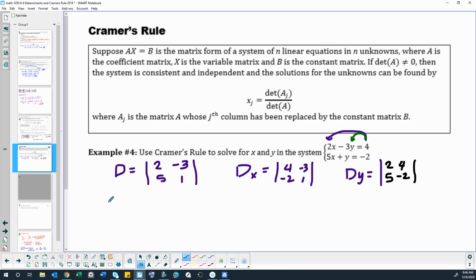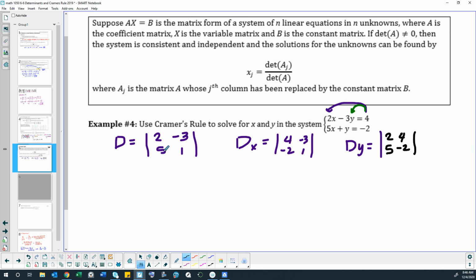So then I find those 3 determinants. Let's do this. So we have 2 times 1 minus 3 times -5. That's going to be 17. Then I do 4 times 1 minus -2 times -3, so that's going to be -2. And then I have 2 times -2, which is -4, minus 4 times 5, which is 20. So that gives me a -26.